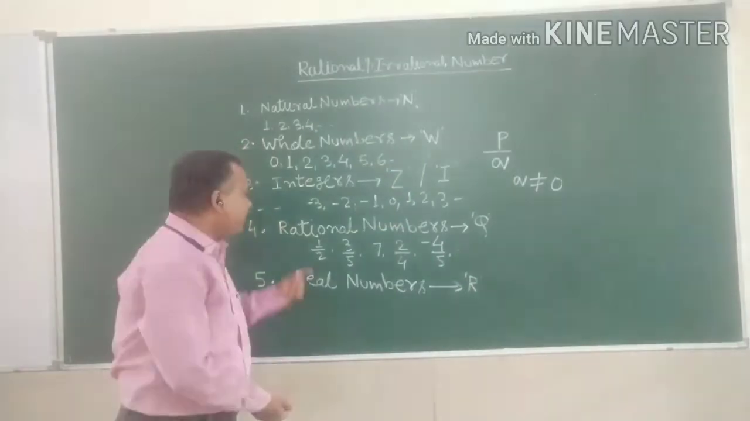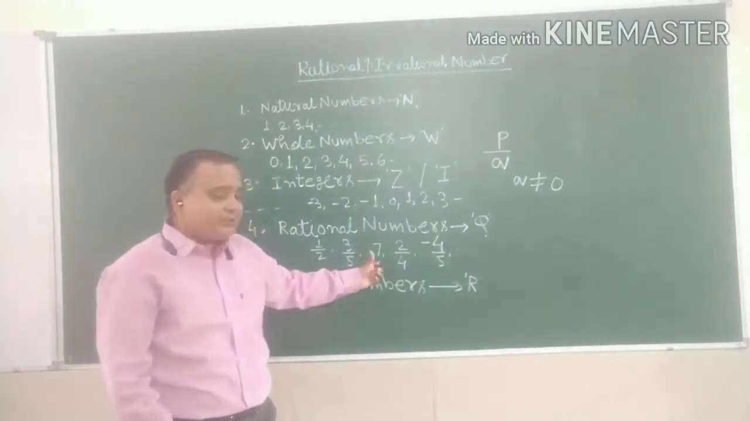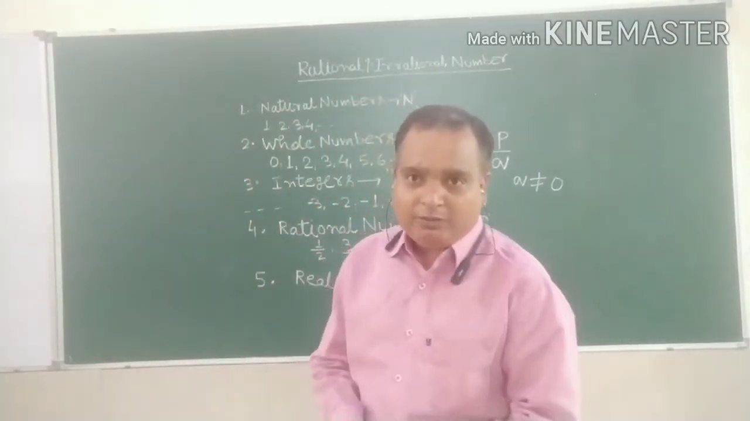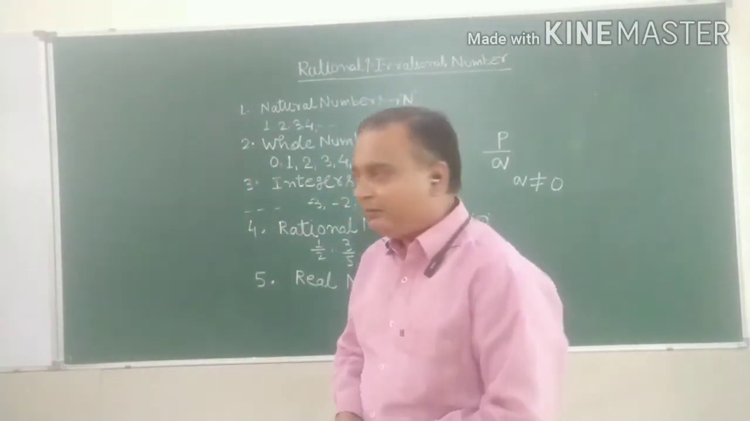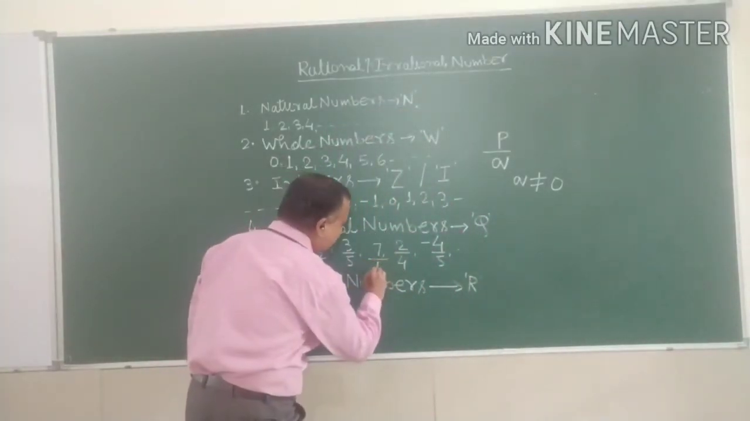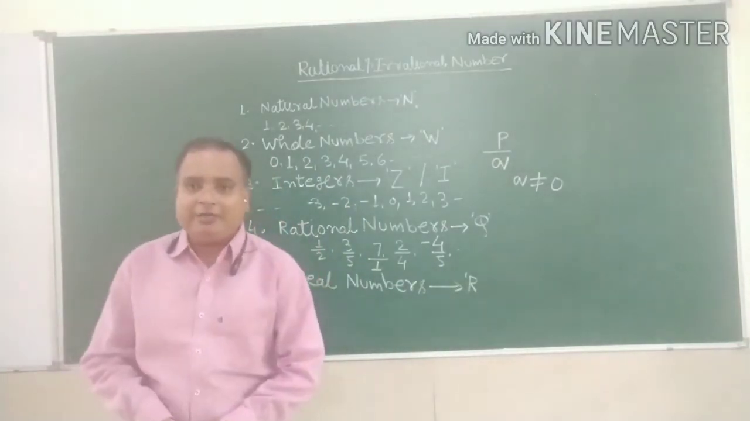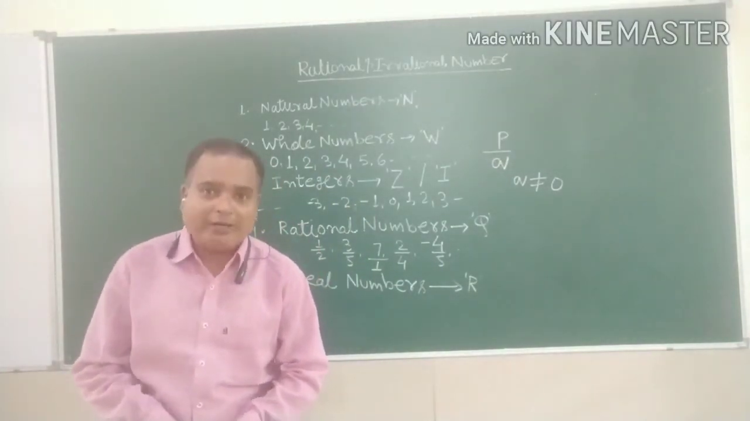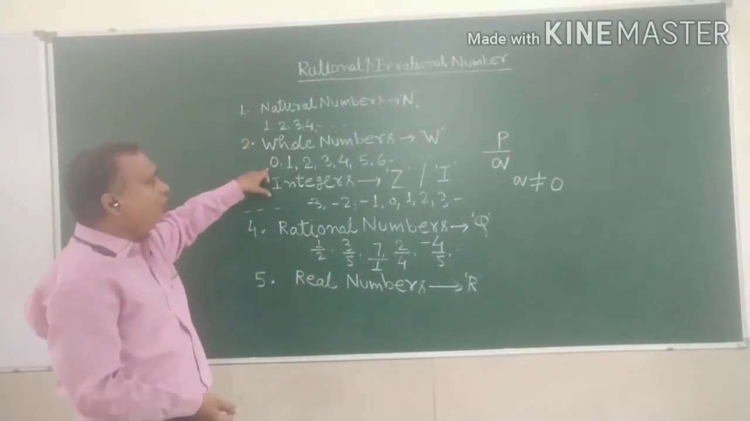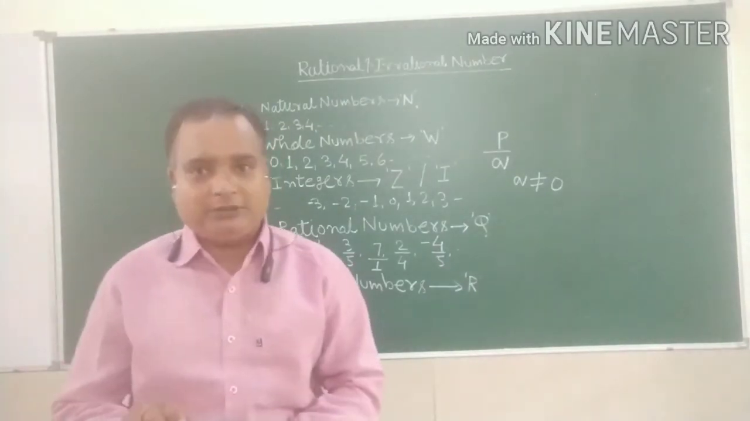So the examples are 1 by 2, 3 by 5, 7. Now, you can say 7 is a rational number. How? Because 7 is a whole number, or we can say 7 is a natural number. But can we write 7 as 7 upon 1? So we can say the numerator is 7 and the denominator is 1. So all natural numbers and all whole numbers are also examples of rational numbers.